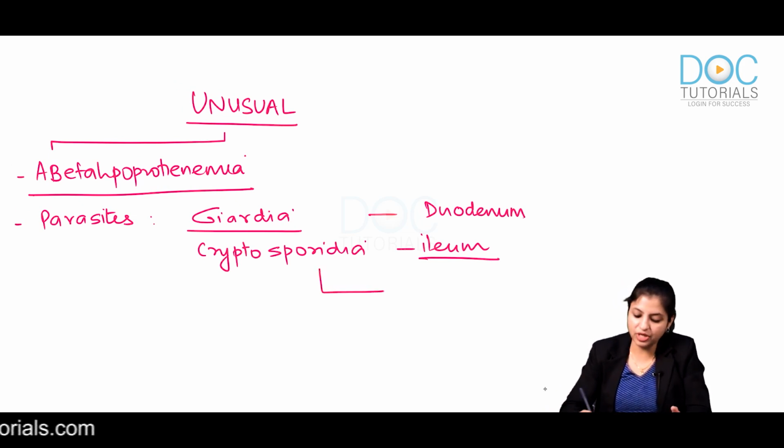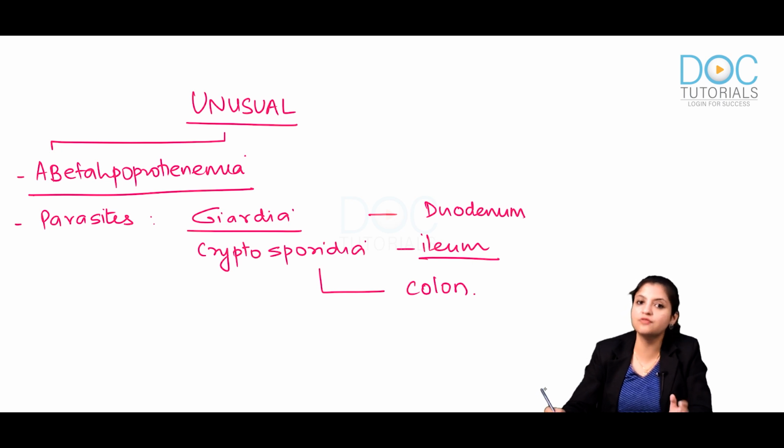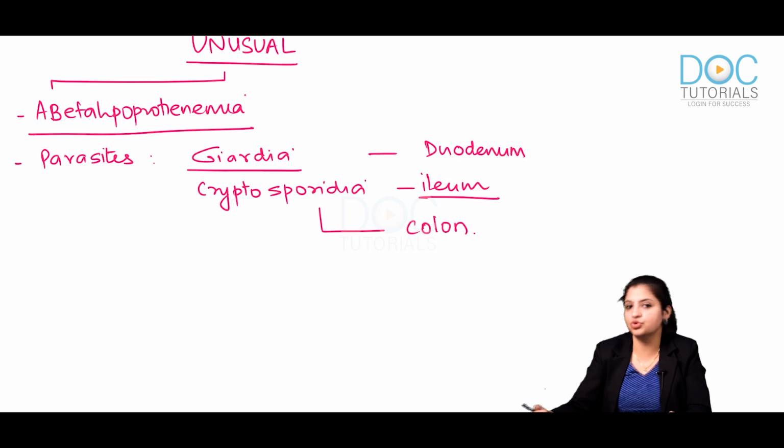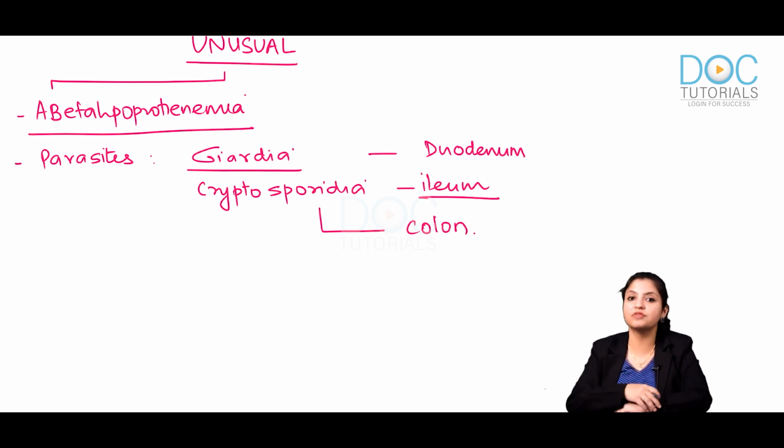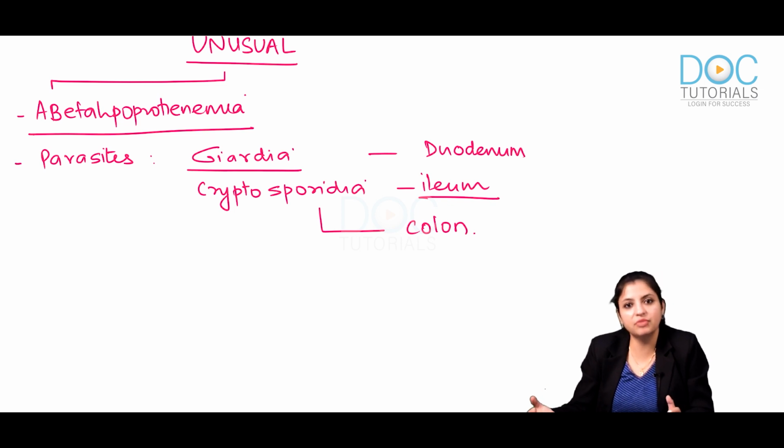Although Cryptosporidia is also very common in the colon, so it is also an important cause of colitis. We have to know these unusual ones because they are the frequent questions which they ask you in exam. These are the malabsorptive conditions of small intestine, and then we have large intestine parasites which are different. These are small intestine parasites which can be seen in small intestine typically.